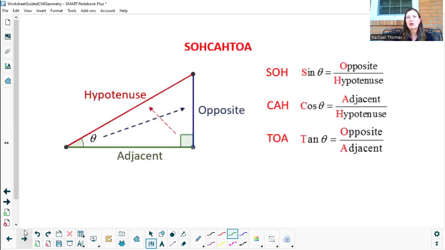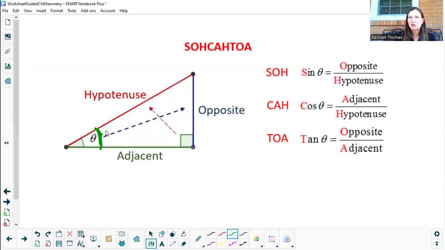Hopefully you remember SOH CAH TOA, which is this fun acronym that just helps us remember sine, cosine, and tangent. That's what the S, the C, and the T stand for. And the O, A, and H represent different sides of my triangle based on what angle I'm looking at.